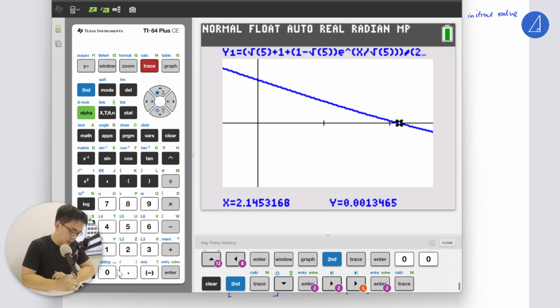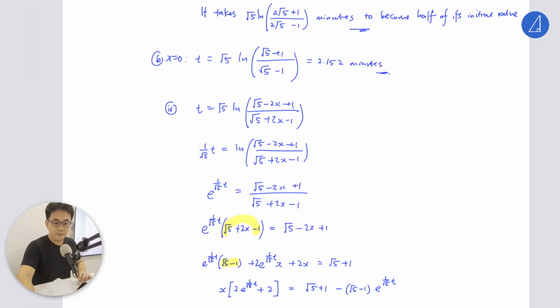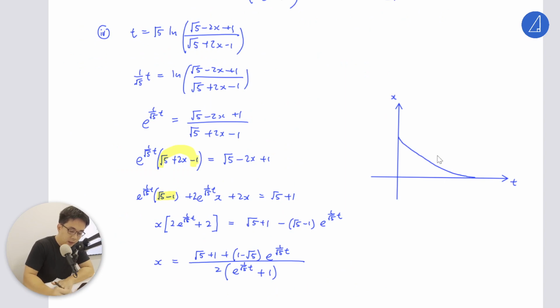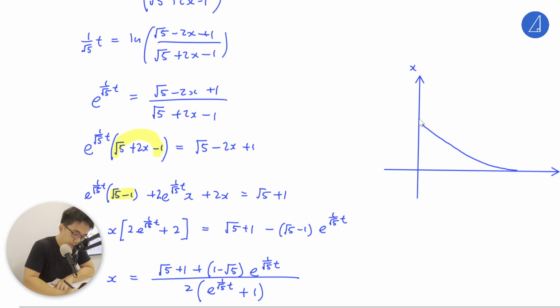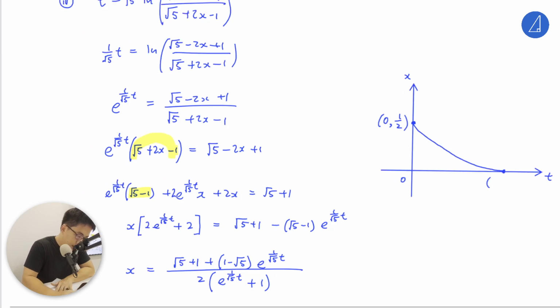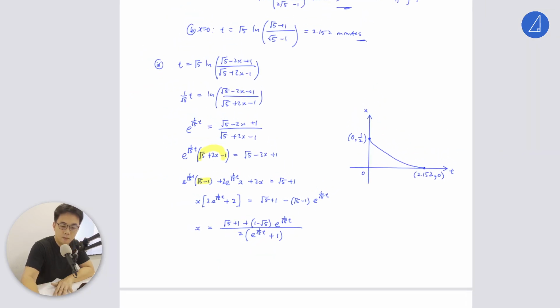Then this one, when you trace 0, this will be your 1/4, the half. Okay, so there's that. It's slightly concave upwards. You see that the graph here is concaving upwards. So this will be half. Then this point will be (0, half). This point will be (2.152, 0). Okay, that's it.